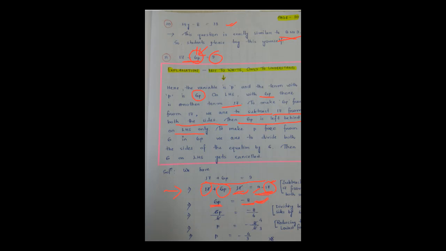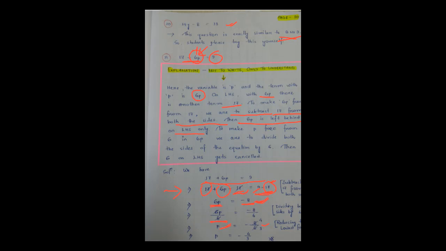Now we have to focus on the removal of 6 from p on the left hand side, and for doing that both the sides are to be divided by 6, and while doing so 6 are getting cancelled on the left hand side, while on the right hand side minus 8 by 6 on cancellation we are getting 4 by 3. So p is equal to minus 4 by 3.